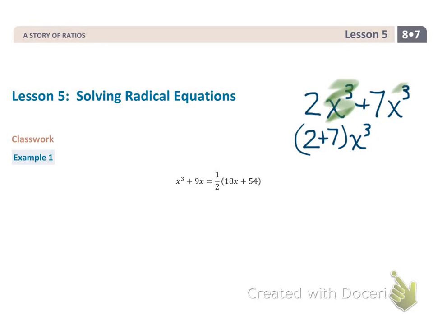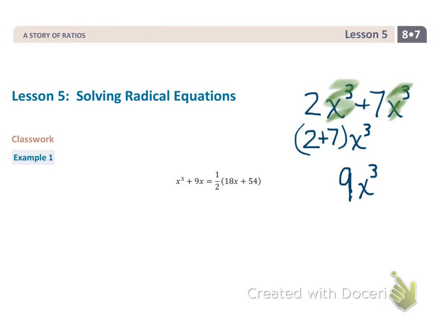Okay, so when the variable part is the same, like in this equation, then what I'm going to do is add or subtract, just combine the coefficients. The exponent stays the same because that's part of the variable term. What changes is the coefficient. So this would be 9x cubed.